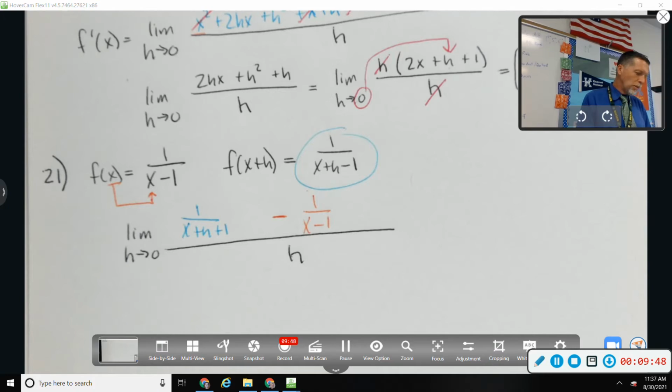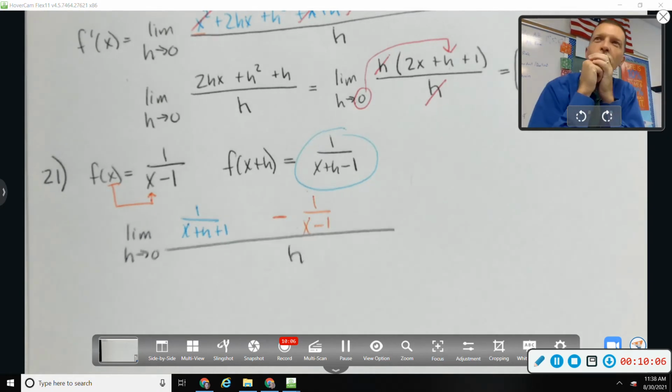Do you remember how to add or subtract fractions? Just generally, not that one specifically, but how do you add and subtract fractions? What do you need? Common denominator. Ugly, because both of those denominators are not pretty, so I need a common denominator.